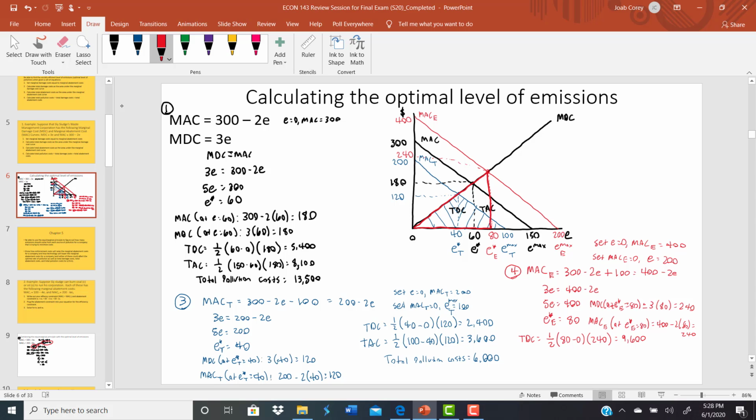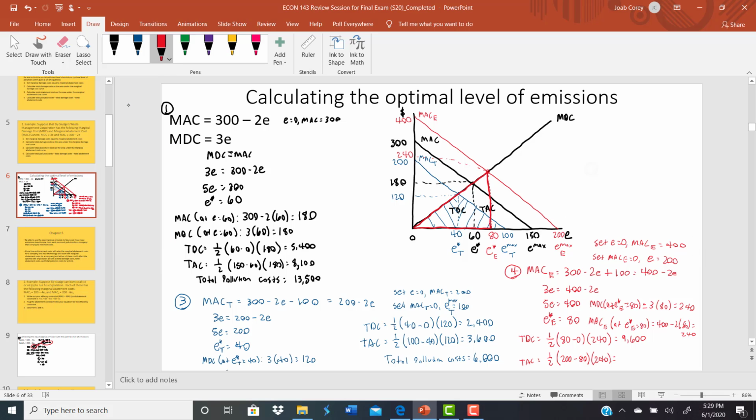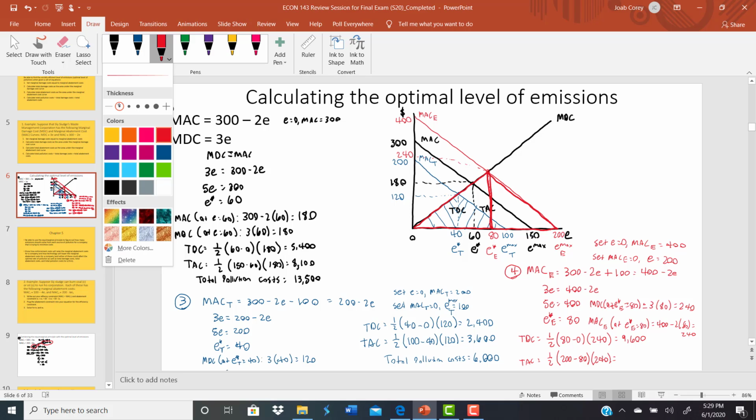Right. The total abatement cost is equal to 1/2 times the difference between 200 minus 80, or 120, times that 240. And if you're looking for where I got those dimensions, it's just the area under your marginal abatement cost sub E curve, or the area of this triangle here. So the base of that triangle is 200 minus 80, or 120, right, times the height of that triangle, which is 240. All right, so that should be equal to, I believe, 14,400.